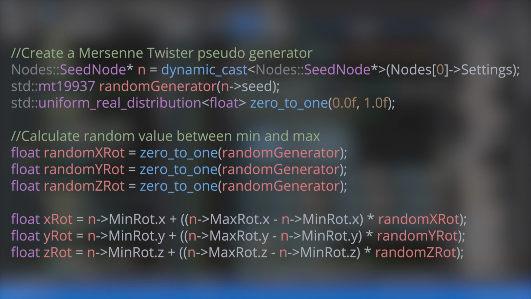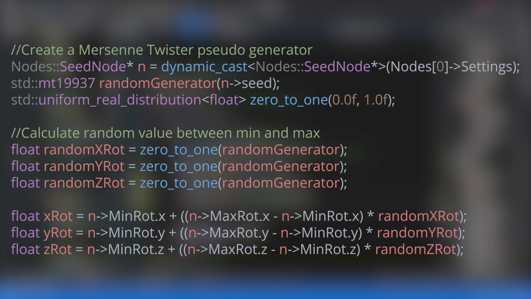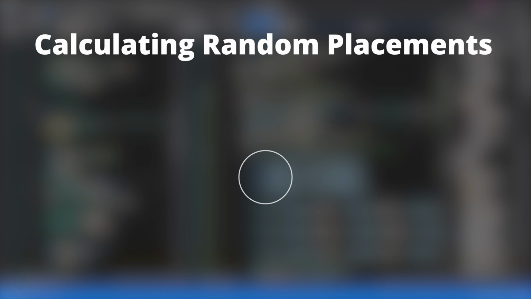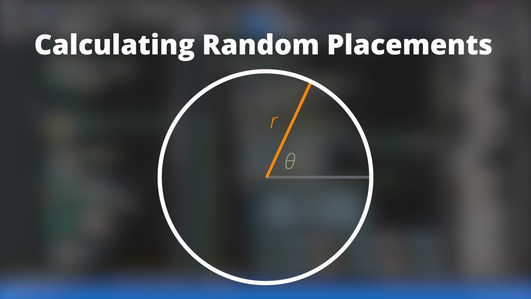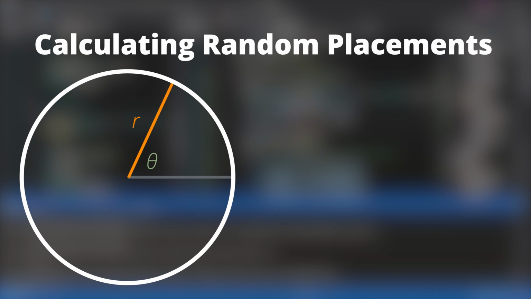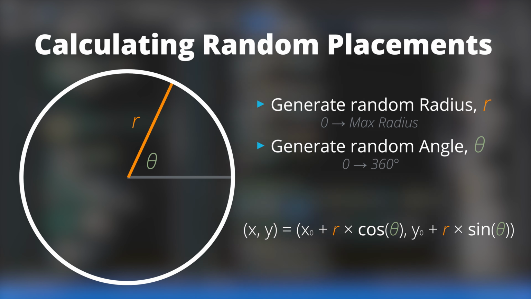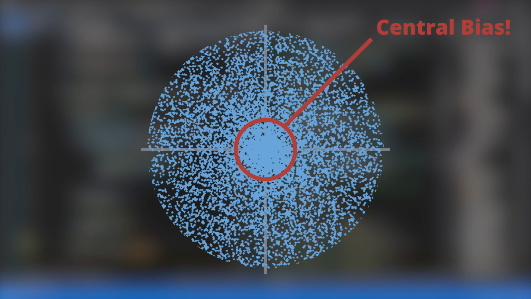Generating a random value for rotation and scale based on minimum and maximum values is simple enough. However, calculating placements is where things get more complicated. The area in which plants can be placed is a circle defined by a radius. To generate a random point within this circle, it may seem sensible to generate a random value between 0 and the radius, along with a random angle between 0 and 360 degrees. However, this approach won't actually produce truly random results, since most placements will be biased towards the central point.